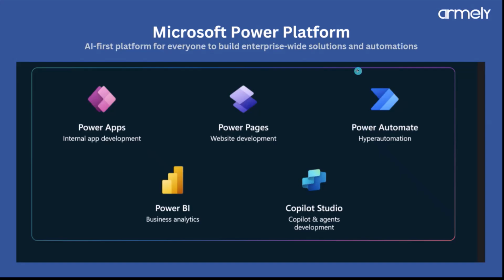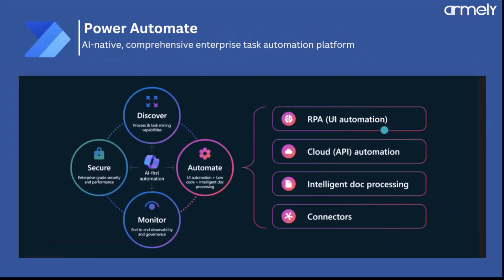So next, we're going now to introduce Power Automate. Power Automate, we call it the hyper automation platform. So what happens is it's a low-code automation platform that enables you to seamlessly automate your business processes across applications and services. So here's an infographic about the capabilities of Power Automate.